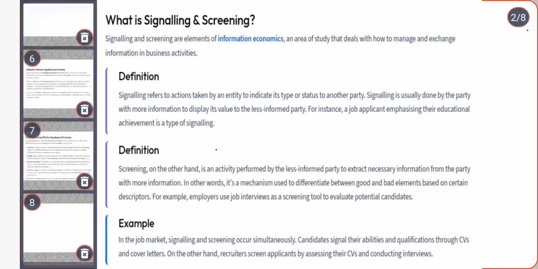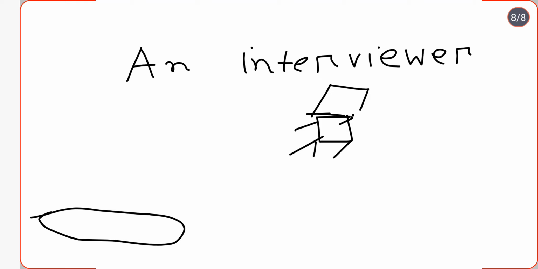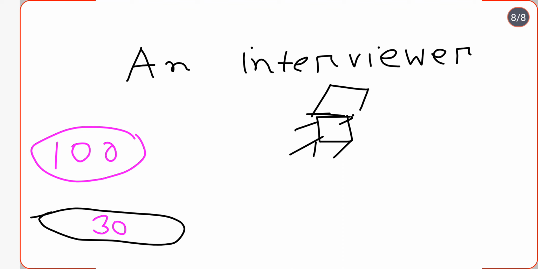Now, let me open a slide and explain it. So suppose we have an interviewer sitting in this chair. This interviewer wants to take 30 candidates, and there are a total of 100 candidates out there. Out of these 100 candidates he has to select 30 for this job.